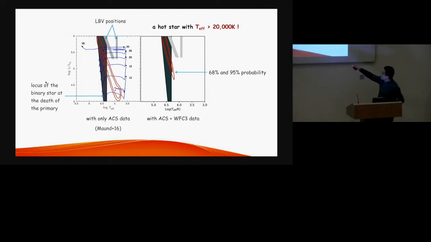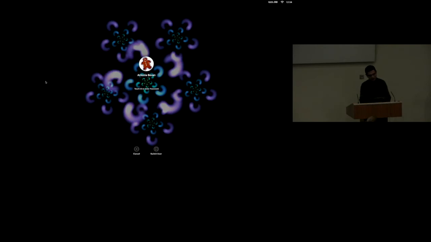Also, this dark shaded region corresponds to the model-predicted locus of the binary star when the primary star explodes as a supernova, and we notice that this region is very well consistent with the model predictions. So this can serve as evidence that binary interaction may have indeed played a very significant role in such supernovae.